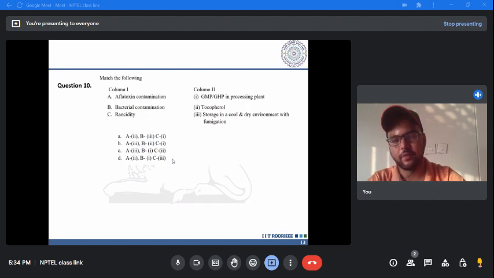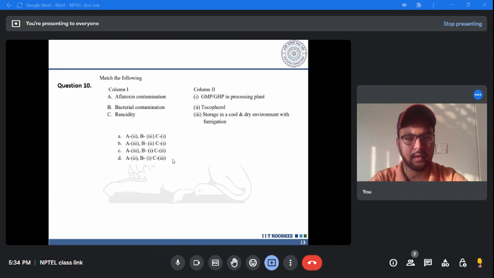Then again, it is a match the following question. We have two columns, column 1 and column 2. We have options A, B, C in column 1, and in column 2, 1, 2, 3. Then you need to match the columns. Like from column 1, aflatoxin contamination. Which will be the answer? Like GMP, GHP in processing plant, tocopherol, storage in a cool and dry environment with fumigation, bacterial contamination, and acidity. So please, if you know the answer, write in the comment box. Then I will let you know which is the right answer for this question.